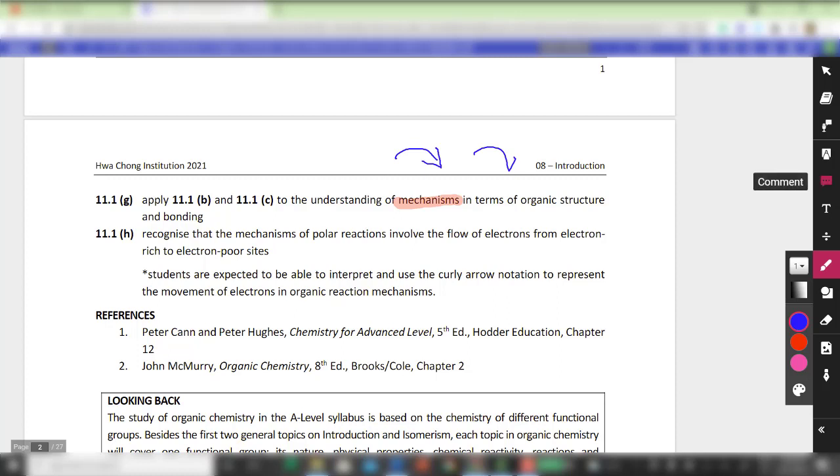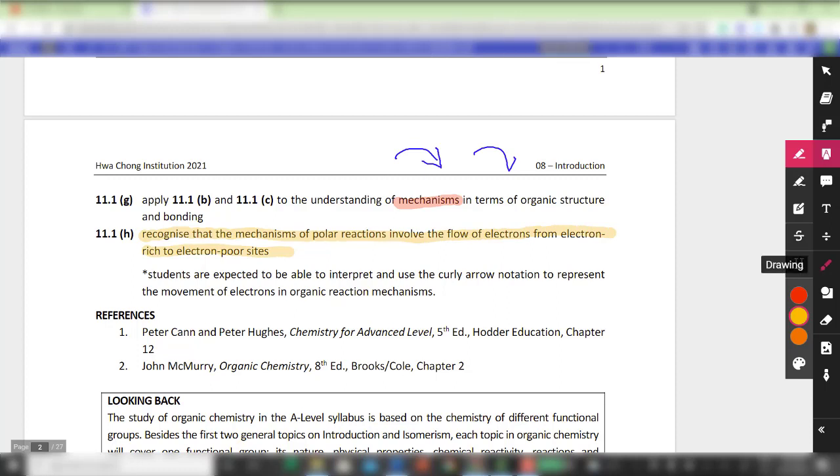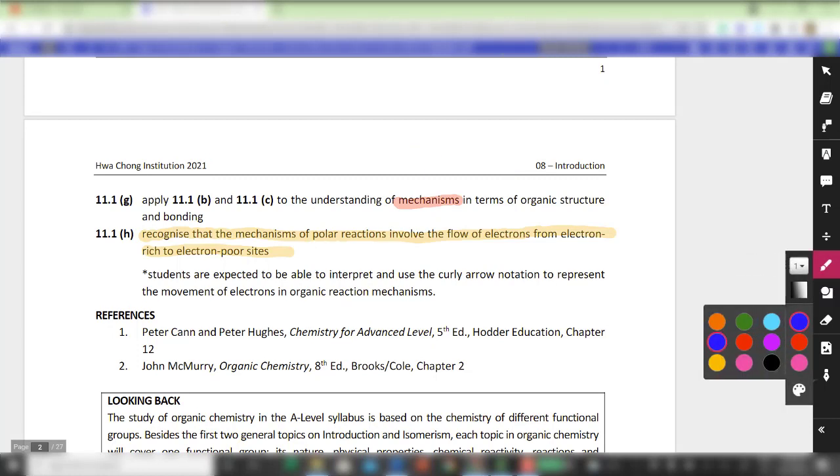Okay, and of course for 11.1h, I hope it's not new to you, because you are supposed to recognize that the mechanism of polar reaction involves the flow of electrons from electron rich to electron deficient sites. Why do I say that this is not new to most of you? The reason is because if you heard me explain in the early days, let's say in late term 1 or early term 2, right?